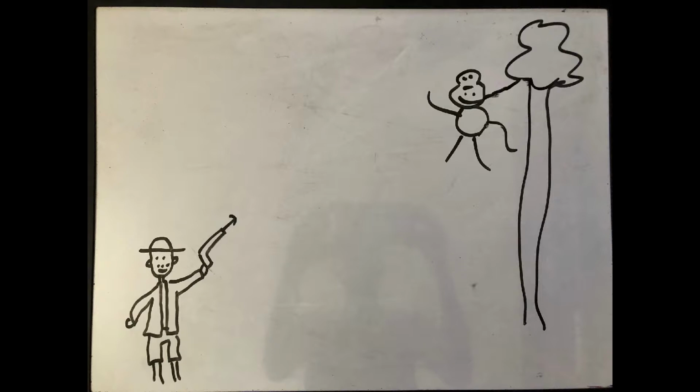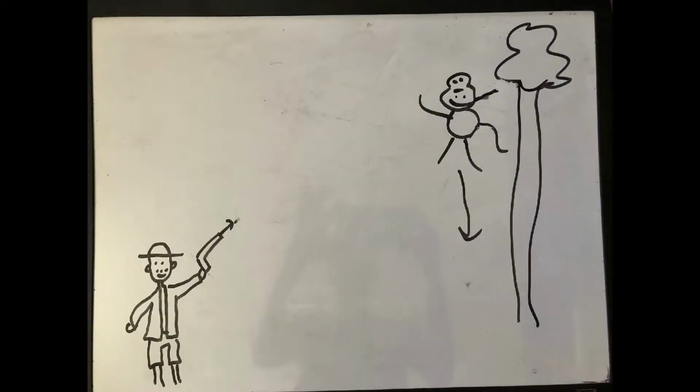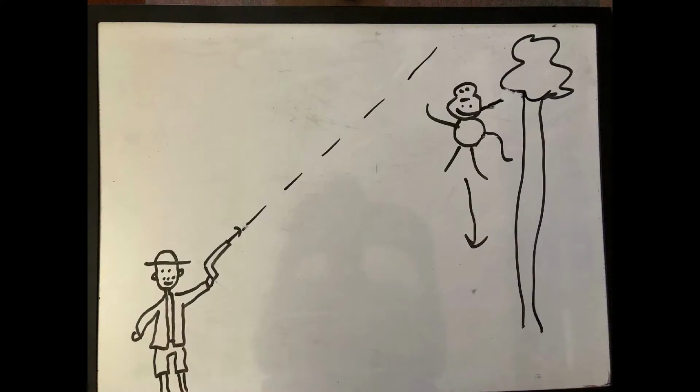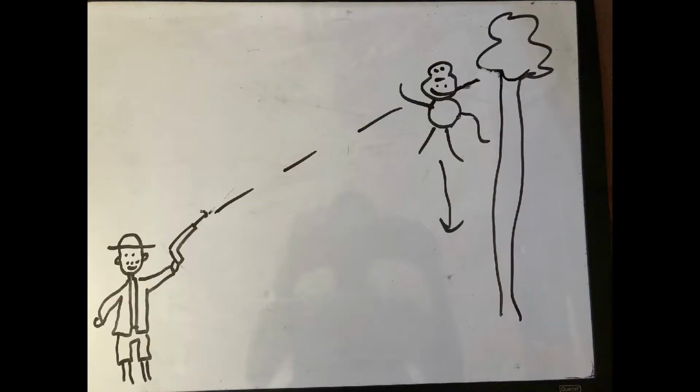purposes. And when the scientist shoots, the monkey instantaneously reacts, letting go of the tree and starting to fall. And the question is, where should the scientist aim? Above, below, or at the monkey? So the answer is at the monkey.